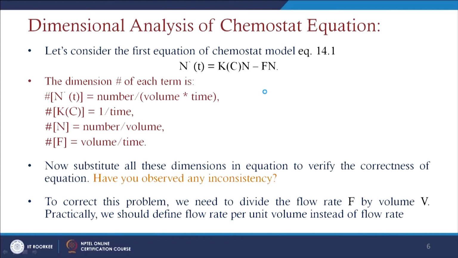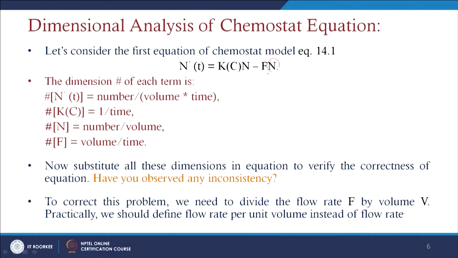Now, if you go for the dimensional analysis of the chemostat equation, we can find that the equation N'(t) involves k, N and minus FN, that is the flow rate out, which can take out part of the population size. And N'(t) is nothing but dN/dt, and dN/dt has units of number per volume over time.